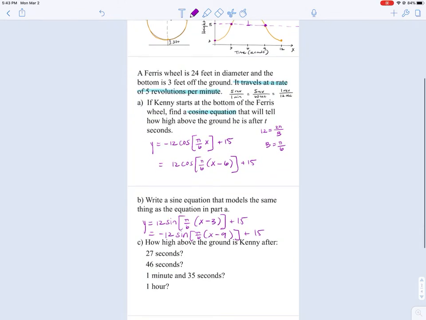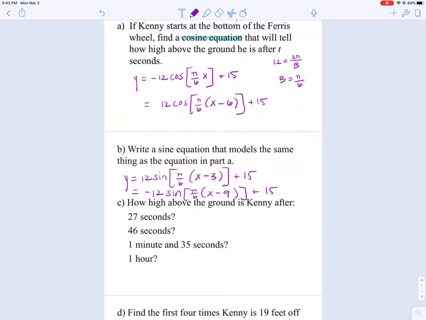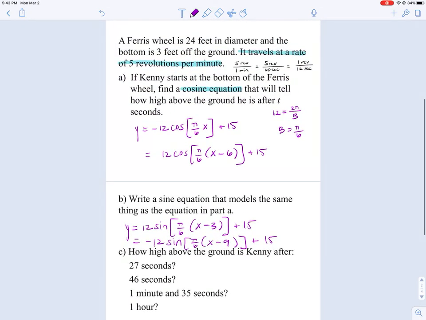It's what you see. Now, to determine how high above the ground Kenny is after these different amounts of time, you could just plug in those values, making sure that they are in seconds. So like 27 seconds, we could just plug 27 in for x to see what y is, what the height is. If you're using your calculator, you could graph one of these equations. So I'm going to graph negative 12 times cosine of pi over 6.